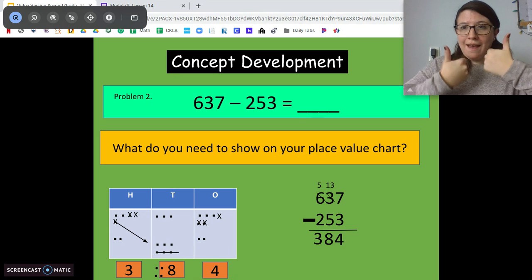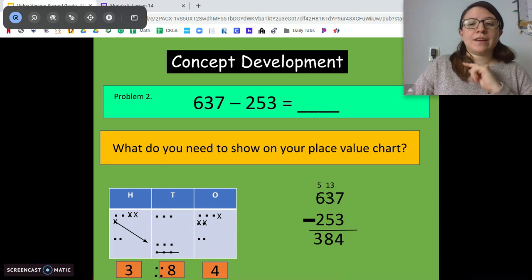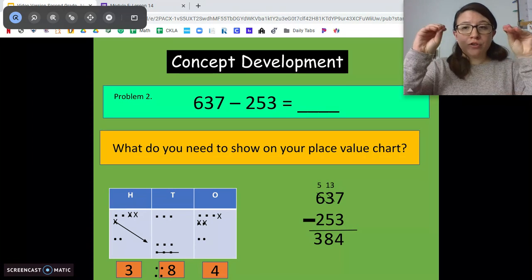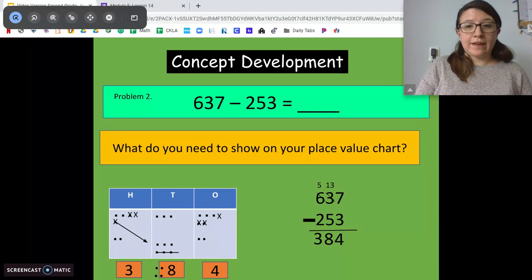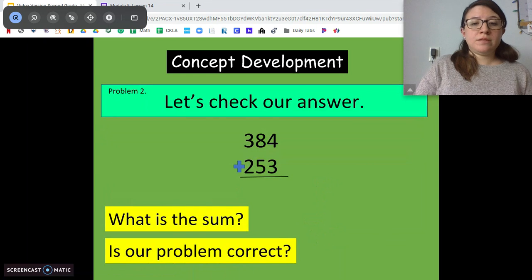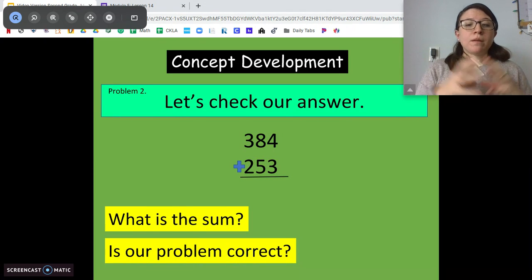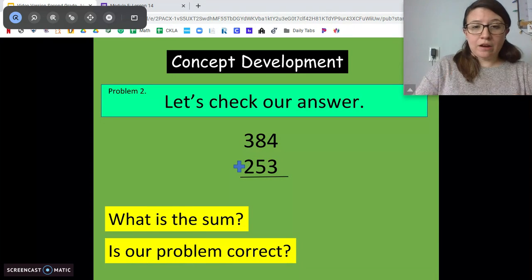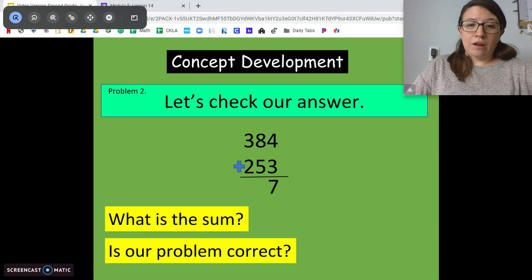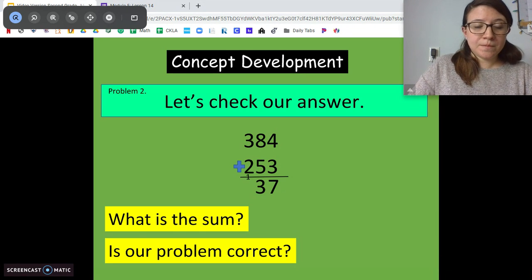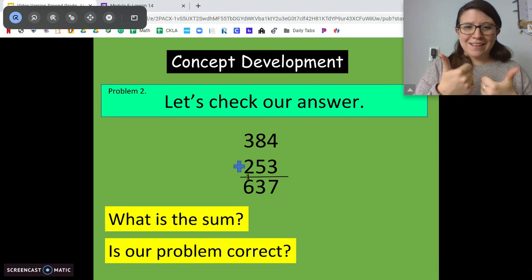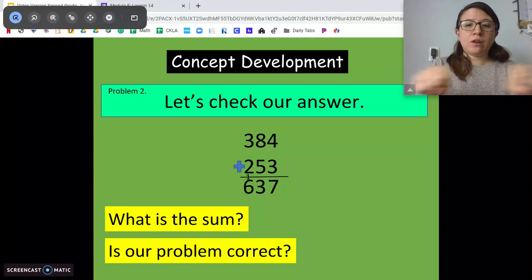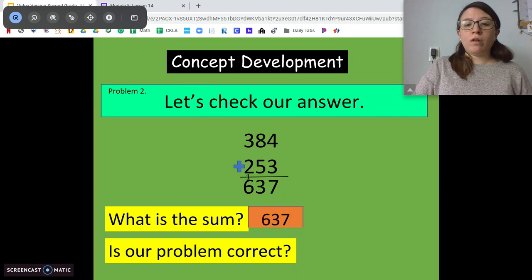Thumbs up if you got it. Awesome. Now let's check our work. Same way. We're going to add our 2 parts to make sure they equal our whole. Our whole is 637. So let's add our 2 parts. 384 plus 253. So let's add our ones, add our 10s, and add our hundreds. We get it? We did. We checked our parts together, added them together, and it equaled our whole. So our answer is correct.